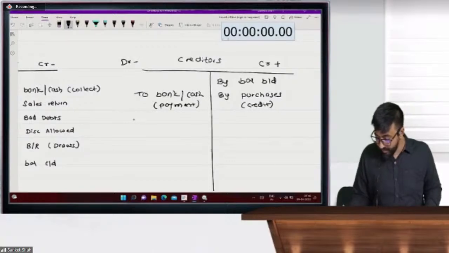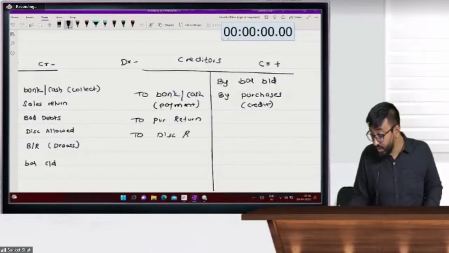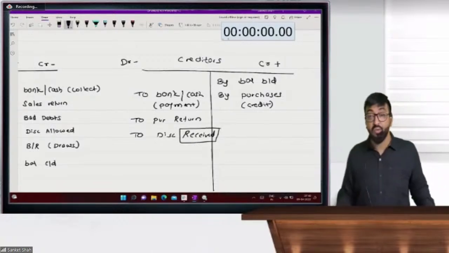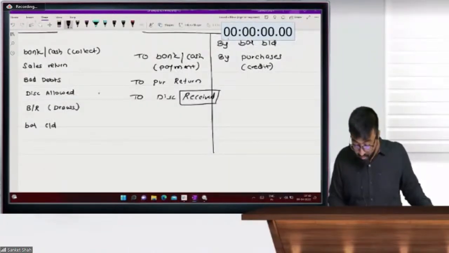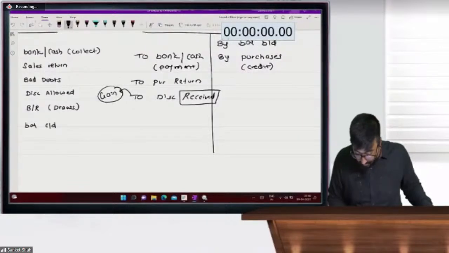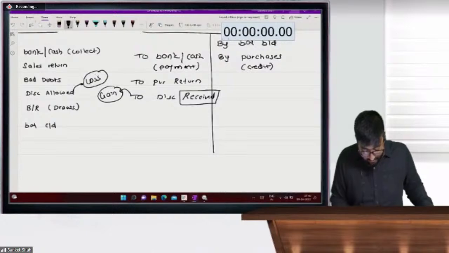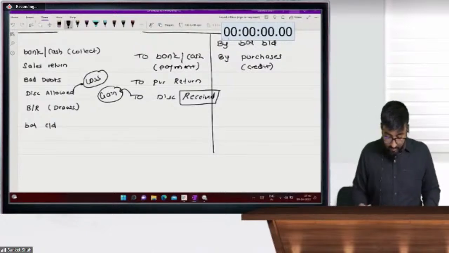Then to purchase return, to discount received. In case of debtors, discount allowed. But in case of creditors, we are getting discount. It's our gain. Discount received is our gain, and allowed is our loss. Okay?